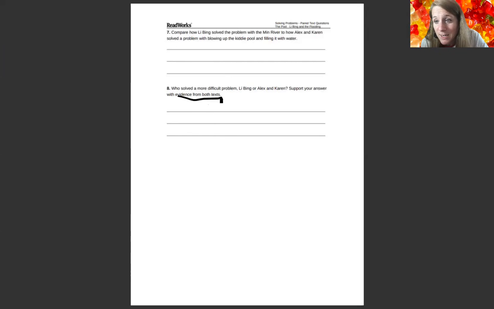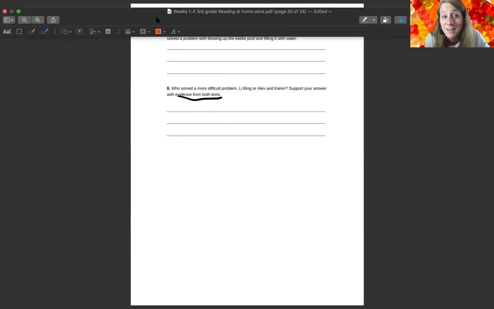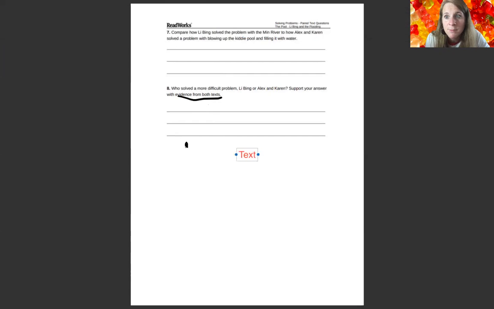So, the first part, who solved a more difficult problem? This we know without reading a text. Li Bing or Alex and Karen? Yes, Li Bing. Flooding is a much more serious problem than trying to get your pool filled with water, okay? So we are going to at least start it off and then we'll go back up in the text and we'll look for things to quote, evidence from the text, okay? So we're gonna say Li Bing solved the more difficult problem.